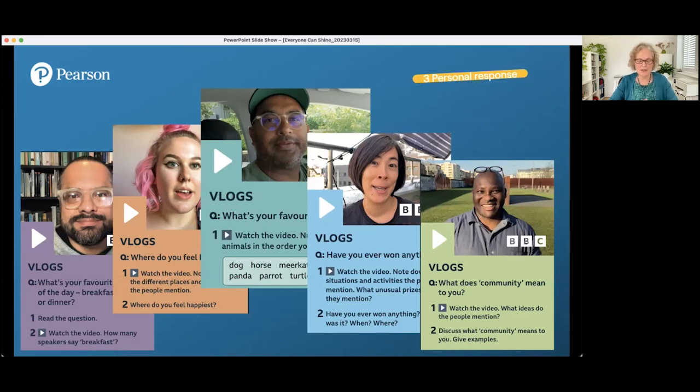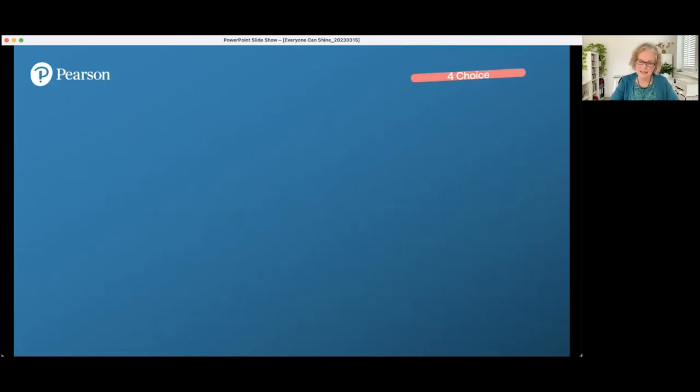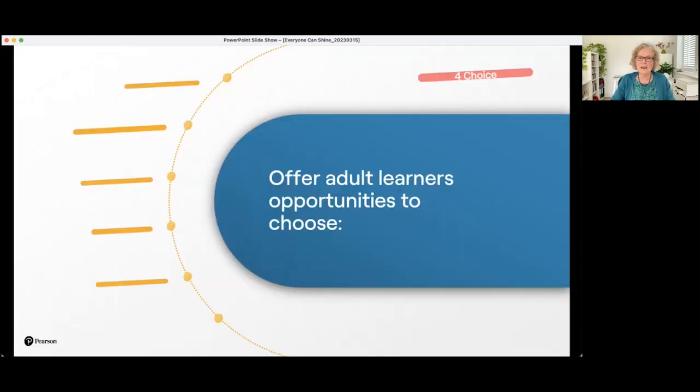We've talked then about interaction, about practice, about response, personal response, choice. I'm just going to go through this quite quickly because it's quite obvious in some ways. We can offer adult learners choice in a different way from younger learners. So different from a 5-year-old or a 15-year-old. We're dealing here with 25-year-olds, 35-year-olds, 85-year-olds. These are people with a lot of experience, a lot of life experience.